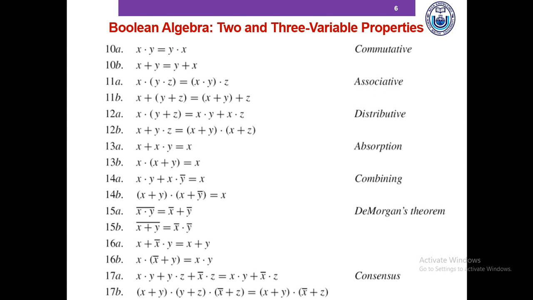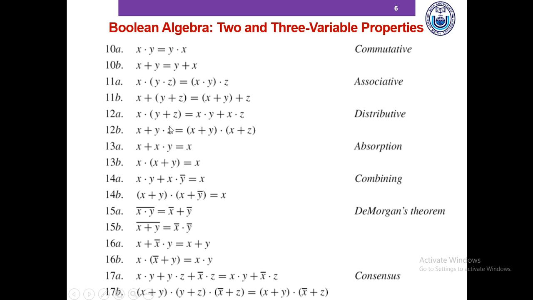To enable us to deal with a number of variables, it is useful to define some 2 and 3 variable algebraic identities. I've listed some of the 2 and 3 variable properties here. For each property, the dual version is also given, so the a and b's are the duals of each other. You don't have to remember all of these because the 3 basic ones are commutative, associative, and distributive. The rest of them can be derived from the commutative, associative, and distributive properties, and also the single variable theorems and the axioms.